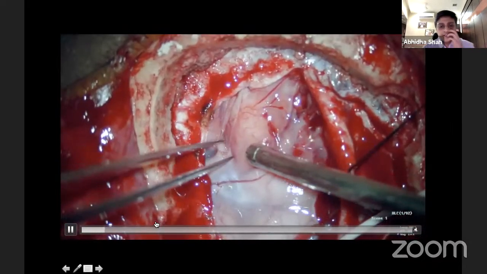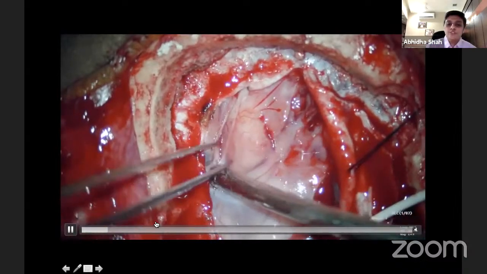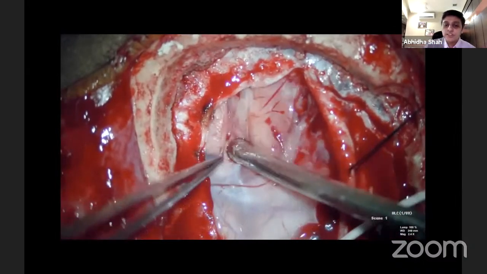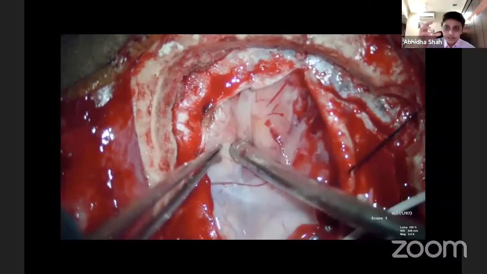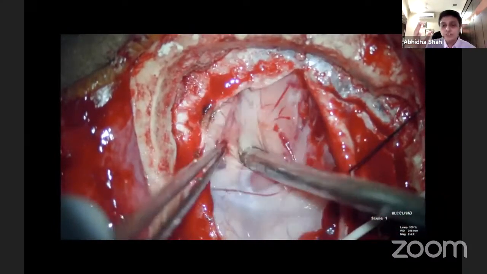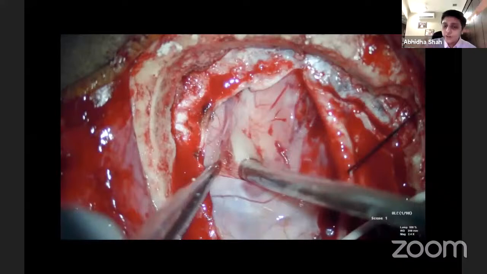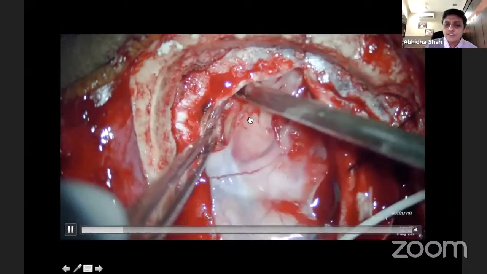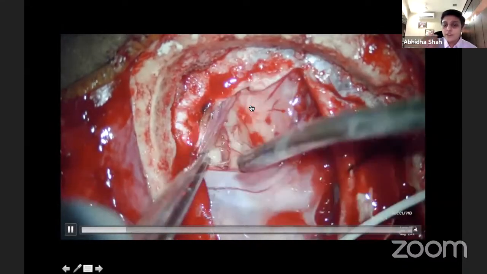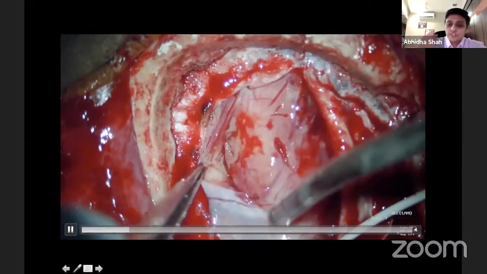So, you can identify the tumor visually. Once your experience in the field increases, if you reach the anatomical location, you can use sonography and neuronavigation initially, but later on you will start being able to identify the region of the glioma visually. You can make out from its color, you can make out from its consistency.